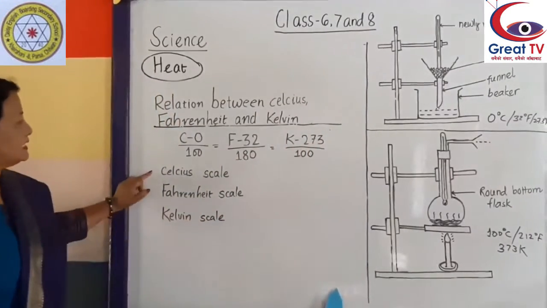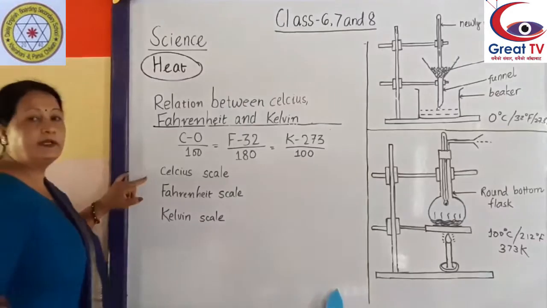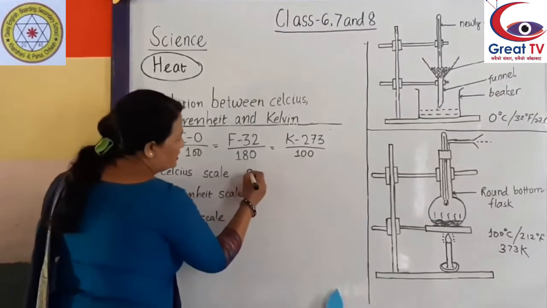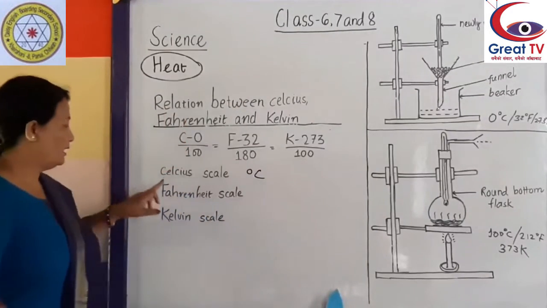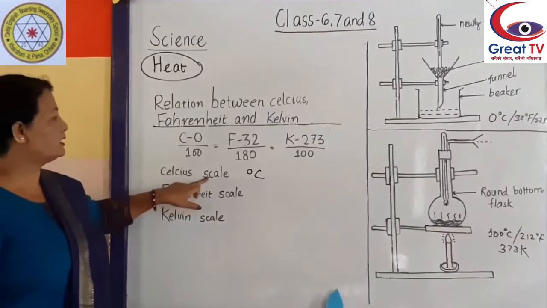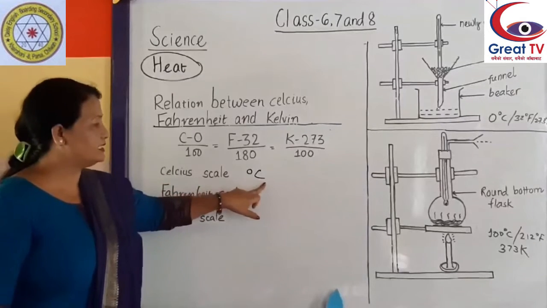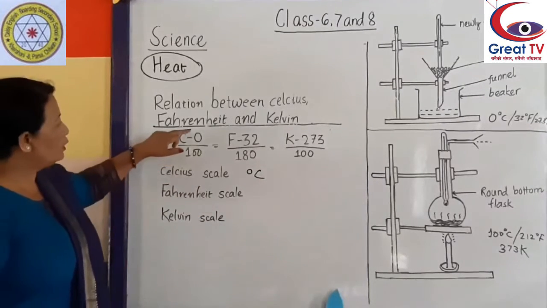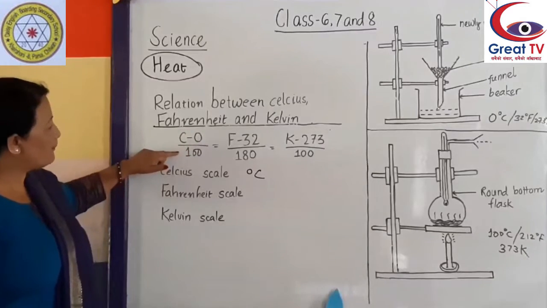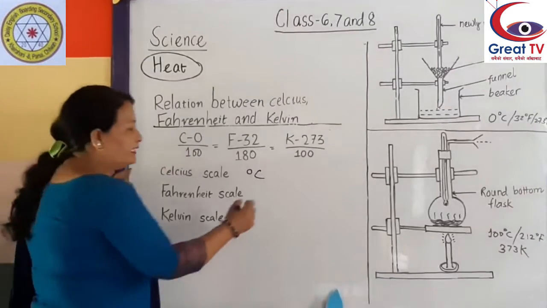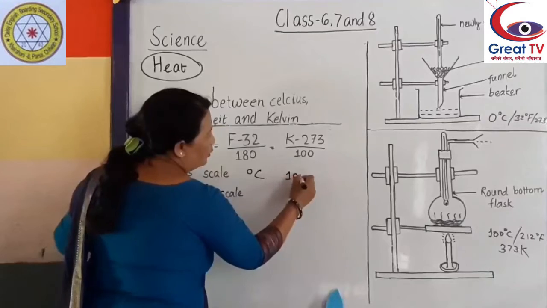100. Celsius scale. In this scale, the temperature is measured in degrees Celsius. The gap between the lower fixed point and the upper fixed point is divided into 100 equal parts.